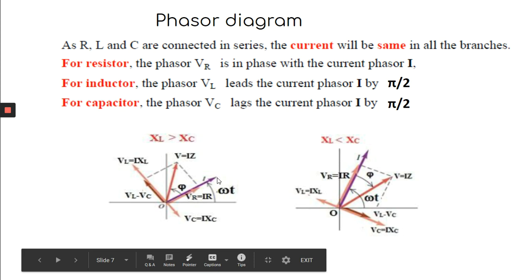And VC lags this current phasor. So this is VC. So already I have told you, this is VL and this is VC. Then what is the phase difference between VL and VC? The phase difference between VL and VC is pi.